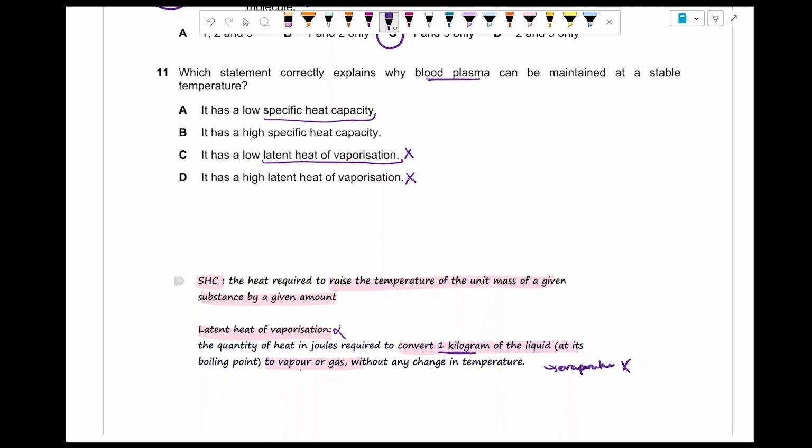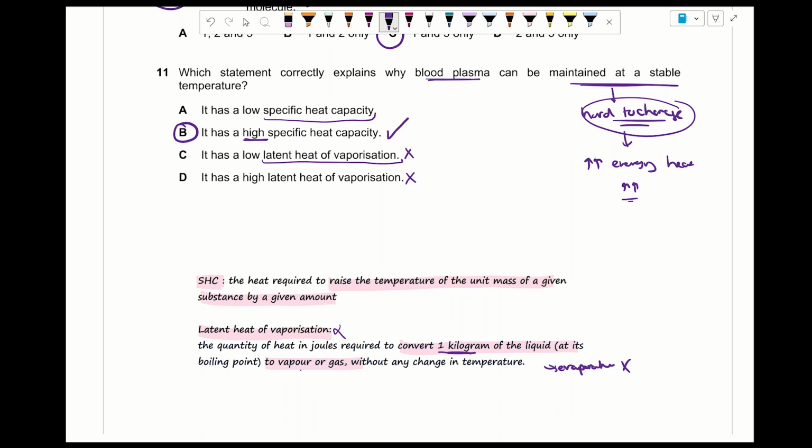Now, let's see the suggestions. It's either a low or a high specific heat capacity. Now, high specific heat capacity is going to be the correct answer. The reason for this is because blood plasma is maintained at a stable temperature. This means that it is hard to change, which also means that it requires more energy or more heat in order to raise the temperature. If it requires more energy in order to change its temperature, then it must have a high specific heat capacity, not a low one. Therefore, the answer is going to be B.